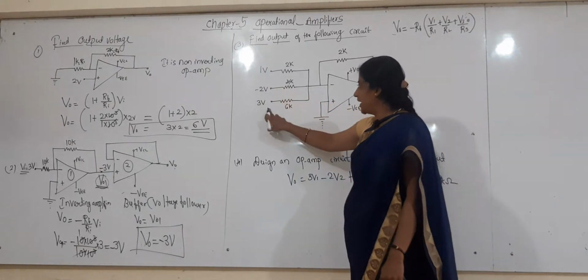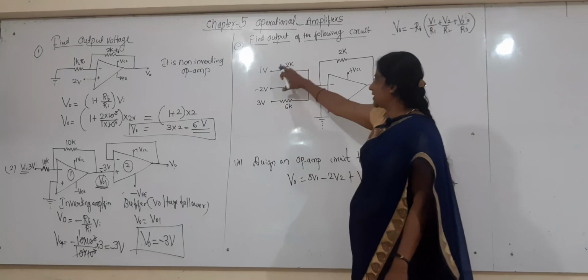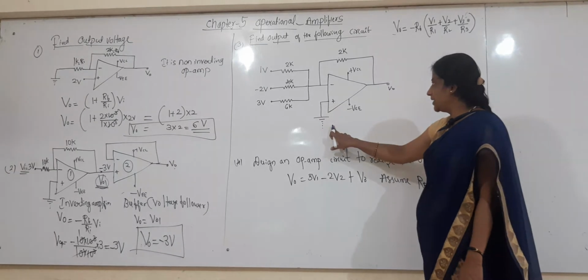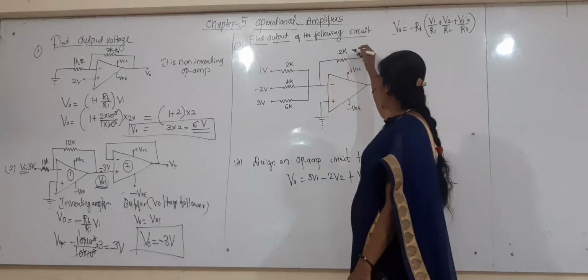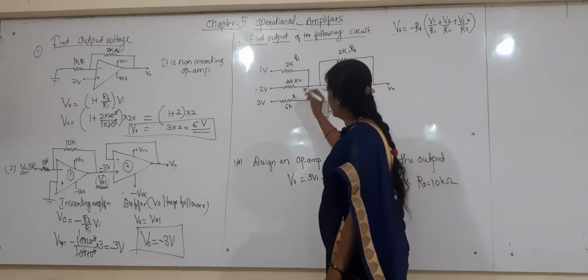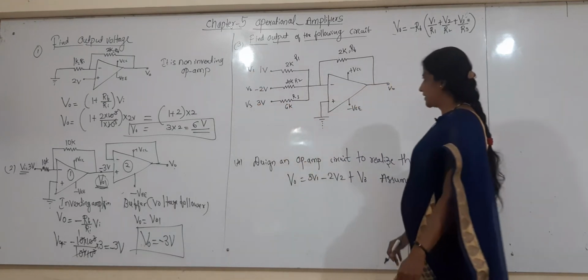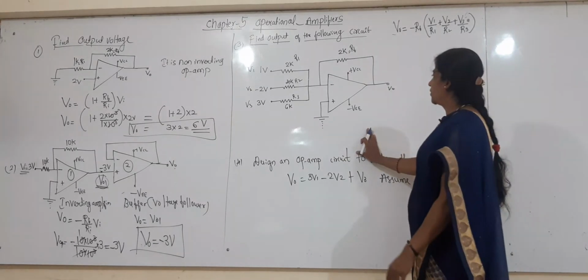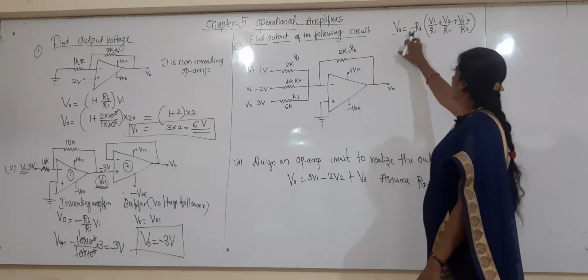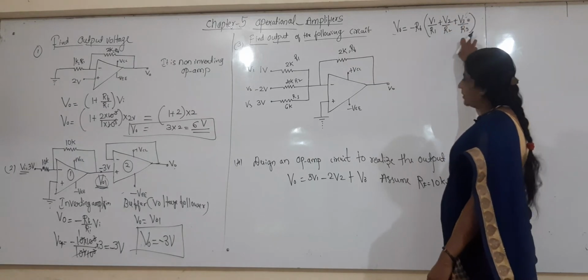Three input voltages are given here: 1 volt through a 2K resistor, minus 2 volt, and 3 volt. These three supply voltages are applied to the inverting input terminal. The non-inverting terminal is connected to ground and there is a feedback resistor RF. Here we have R1, R2, R3, and V1, V2, V3 are the three input voltages for this summing amplifier circuit. To find the output voltage, the formula is minus RF into V1 by R1 plus V2 by R2 plus V3 divided by R3.